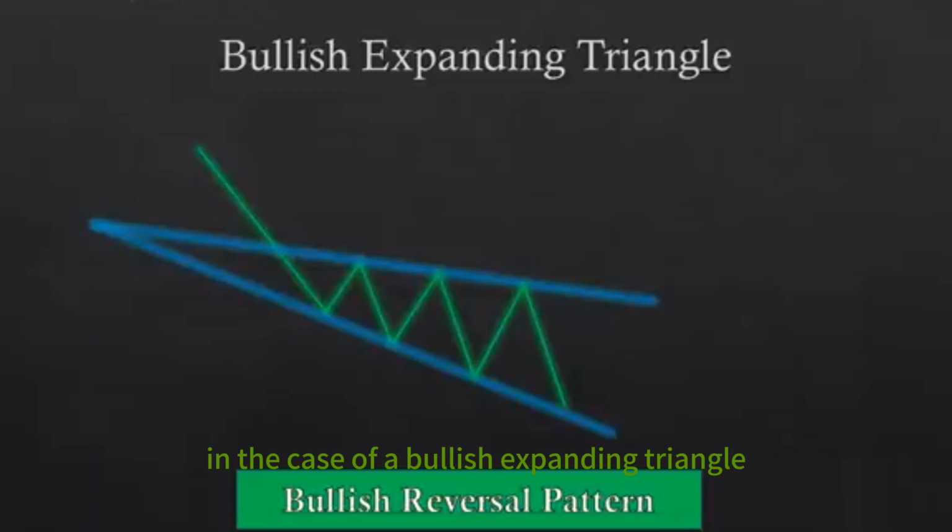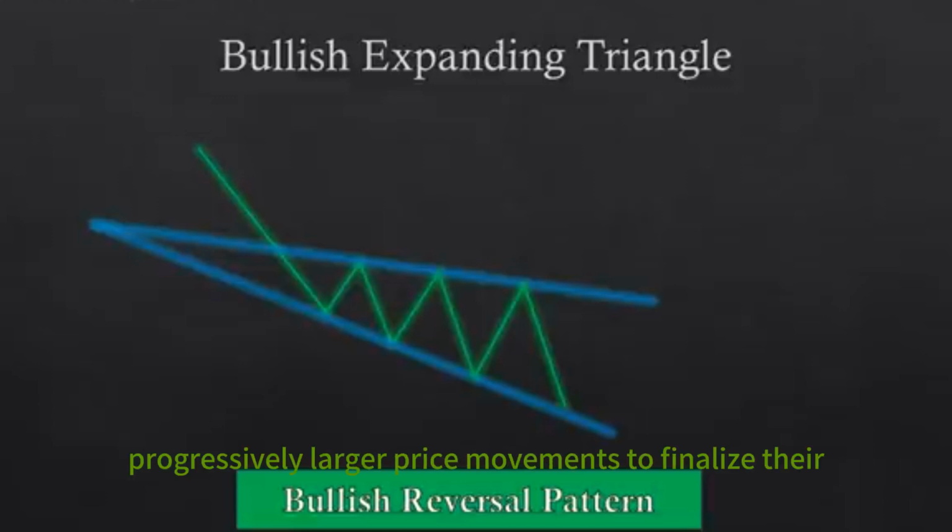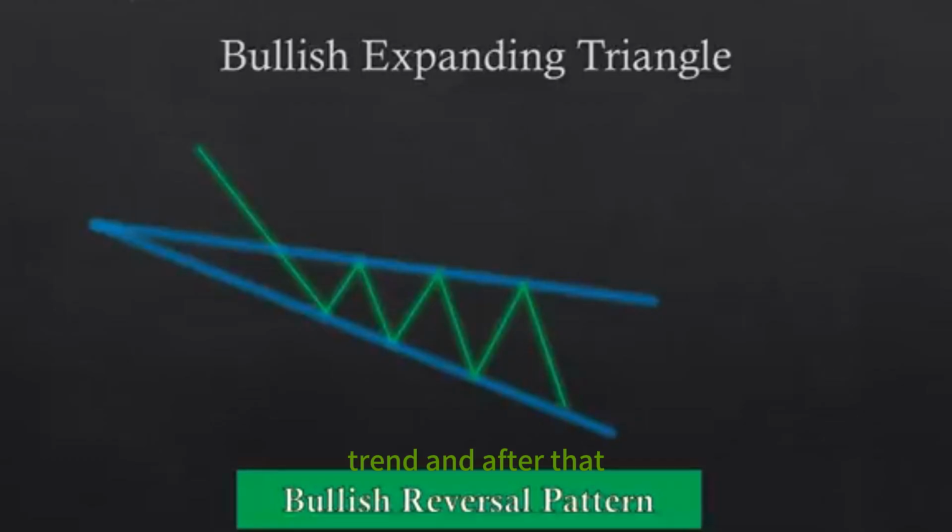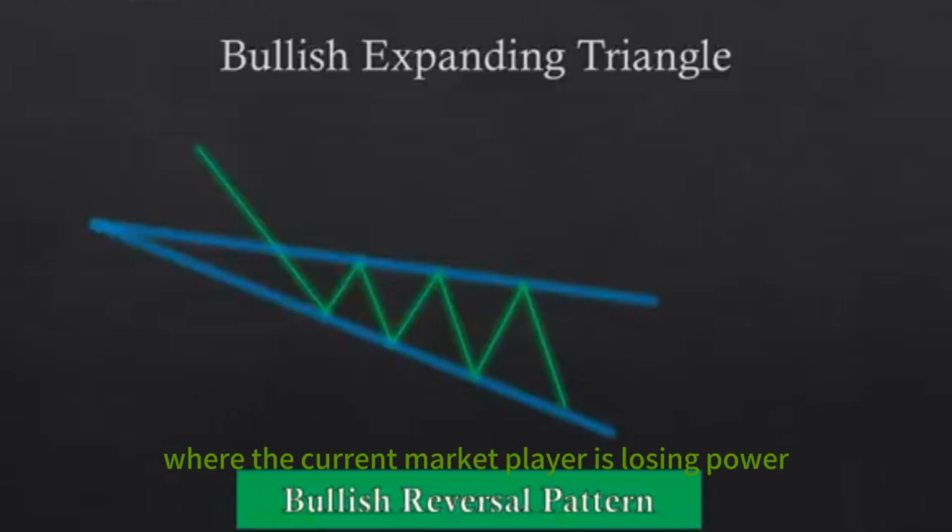In the case of a bullish expanding triangle, the current market player are the sellers since price is going down, so they will produce progressively larger price movements to finalize their trend, and after that, buyers will pick it up and price will reverse direction. Notice how that's different than the wedge where the current market player is losing power.